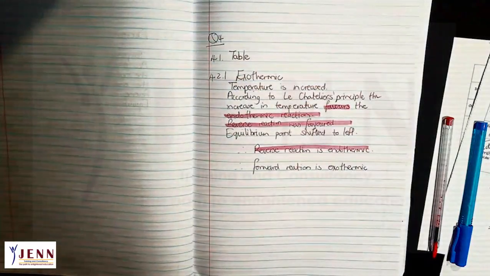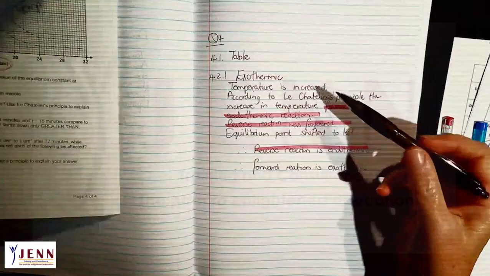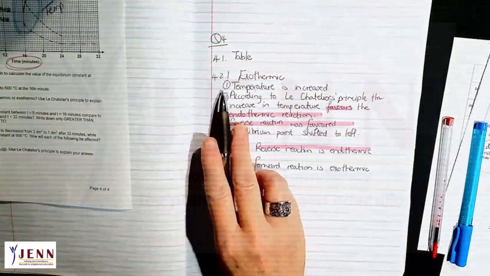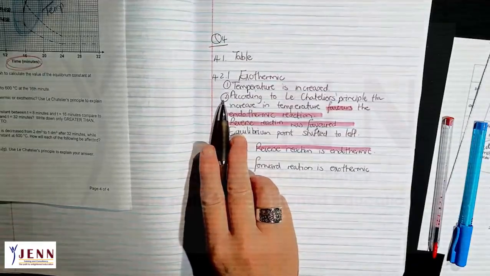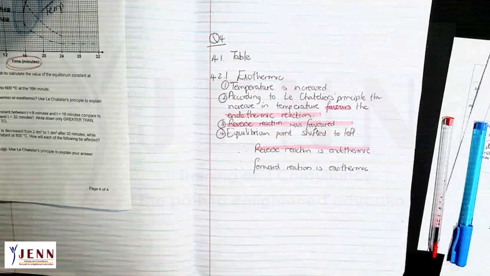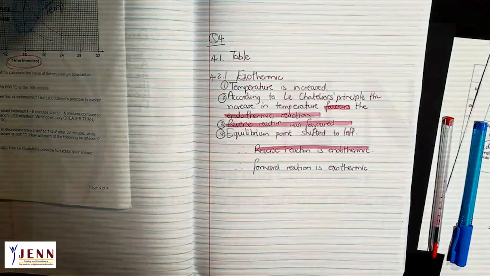Okay, so that first two, that number 1 and number 2. Number 1 was given, 2 is your theory you must know, and then point 3 and 4, I read that from my graph.